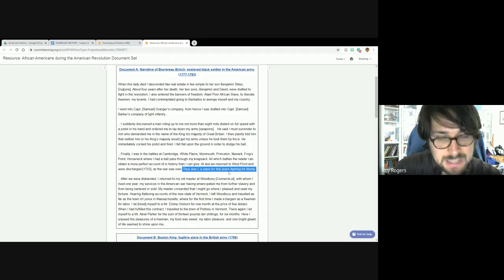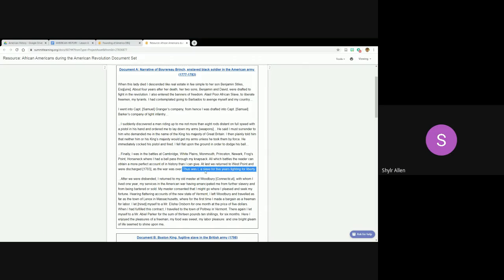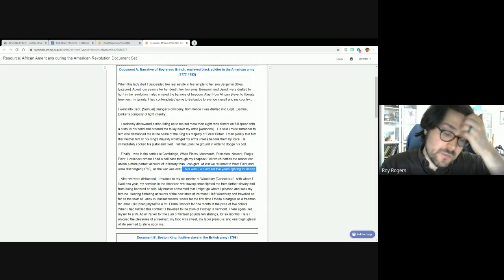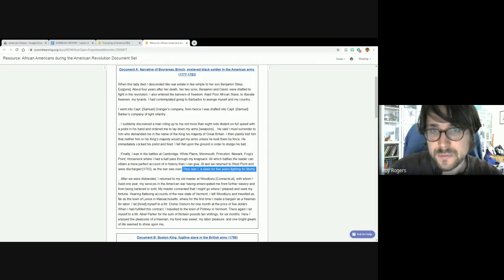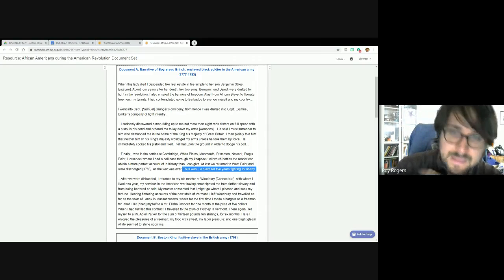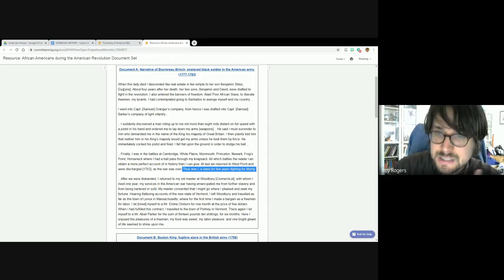That's a great quote. That's a fantastic quote, right? It shows the contradiction of his position, right? Where he was fighting for other people's freedom. You know, up here he says, poor African slave to liberate freemen, my tyrants, right? Where he's fighting to free the people who were holding him in slavery, right? And then he says down here, thus I was a slave for 5 years fighting for liberty. Okay?